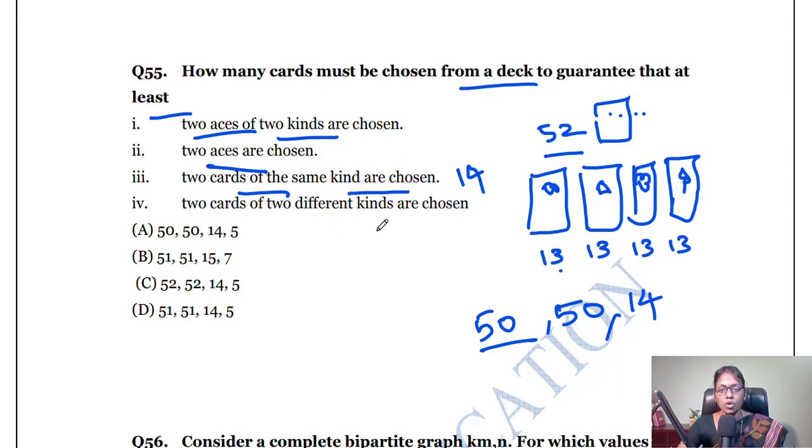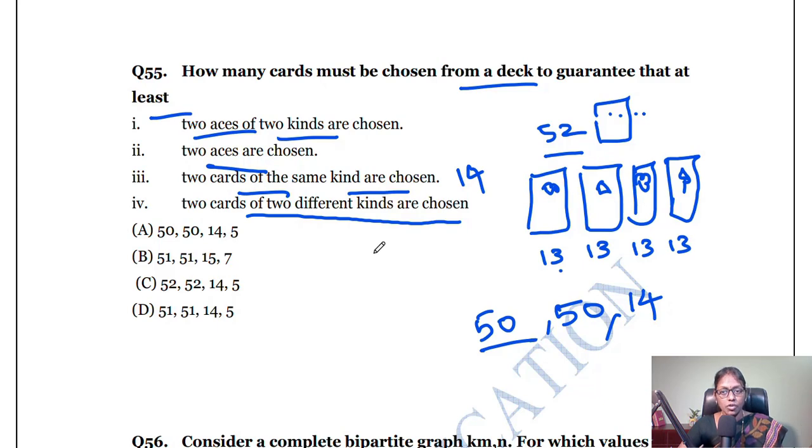The next one is 2 cards of 2 different kinds are chosen. For example, I have to take 2 different cards. If I want to take 2 different cards, for example, I am taking the first card as the ace of hearts, the second card as the ace of diamonds and the third one as the ace of clubs. So all these 3, and again I am taking the ace of spades.